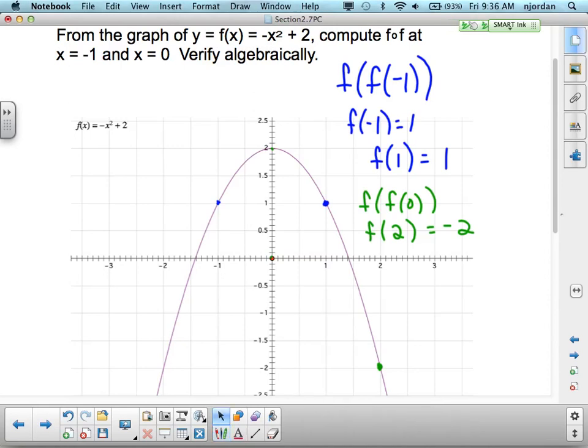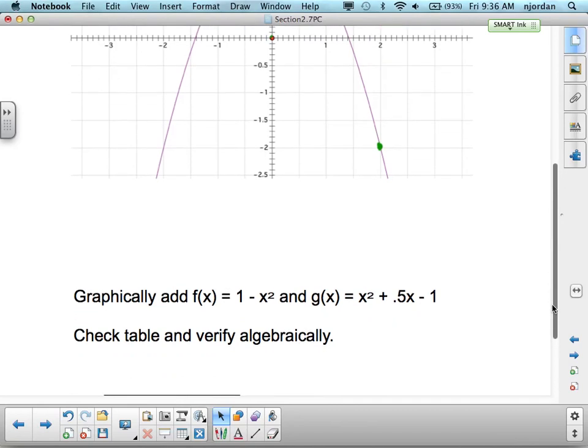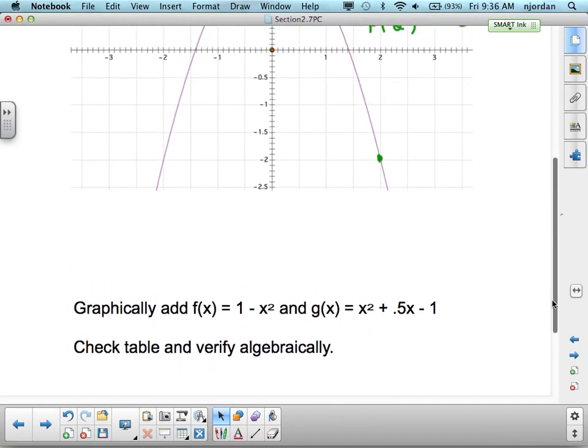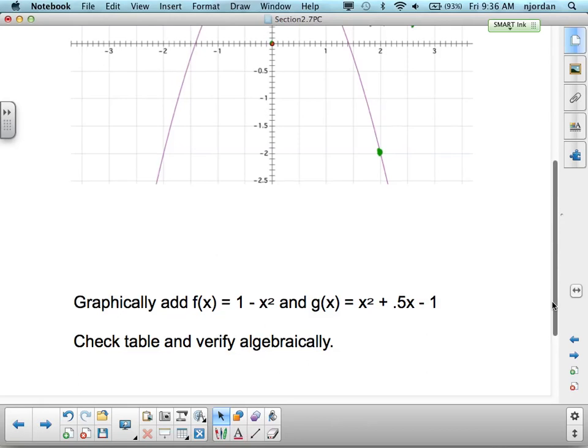So you might have some visual problems like that in the homework. If we take two different functions, I have them up here from before: 1 minus x squared and x squared plus 0.5x minus 1. We know what's going to happen when we add those together. I think in the homework they might ask you to graphically add things. So if you can visualize what's going to happen here, the x squared terms cancel out, and we will have a linear term, 1/2 x plus 1. That will give you a line, obviously.